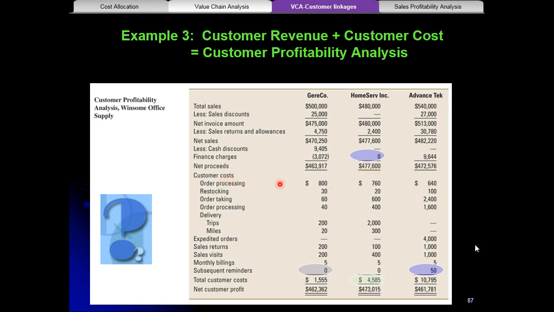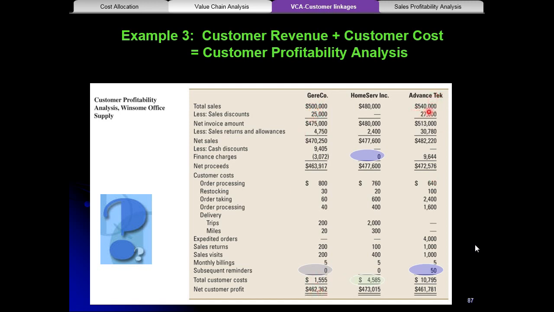But let's have a look at the customer costs. And here we have all of the different costs as per allocation, going down, $1,555 for Jerry Company. Very low maintenance compared to $10,795 for Advanced Tech. Very high maintenance. I don't know if I want this customer. So let's have a look at the end. The net customer profit here is you sell 500,000. How much is in the bank? 462.